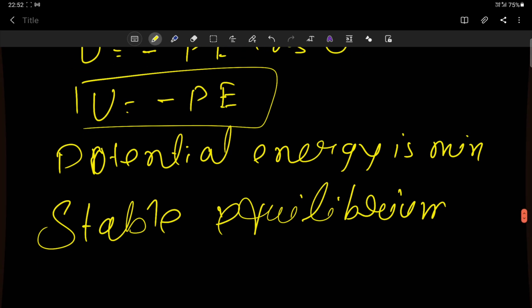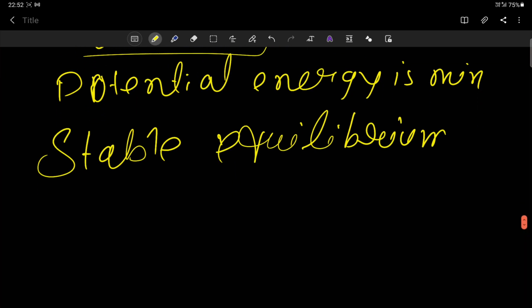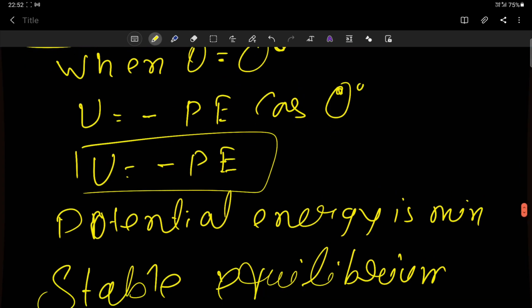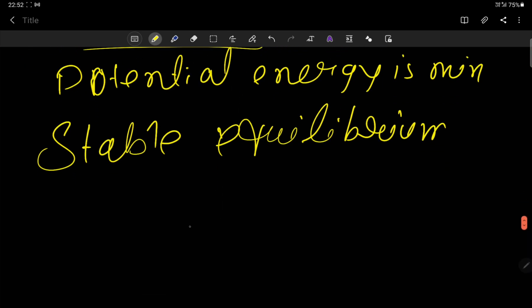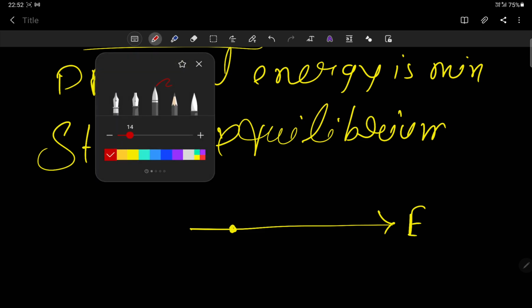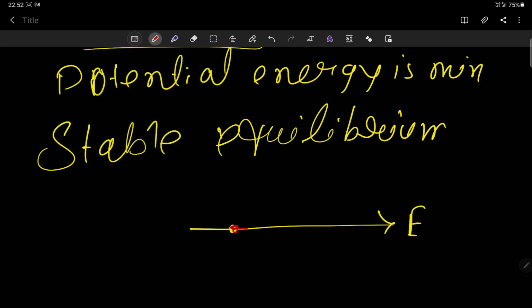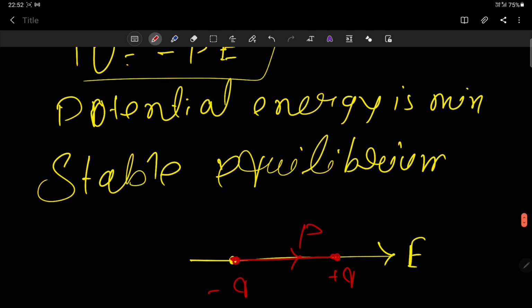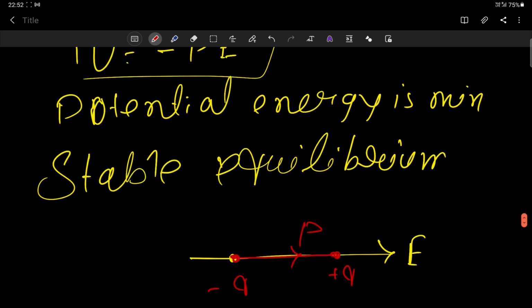Why is it most stable? Let me draw this. At theta equal to 0 degree, when the electric field and the dipole are in the same direction, here you have plus q and minus q, and this is the direction of the dipole. When these two are in the same direction, it is most stable. It is called the condition for stable equilibrium. Why is it most stable?